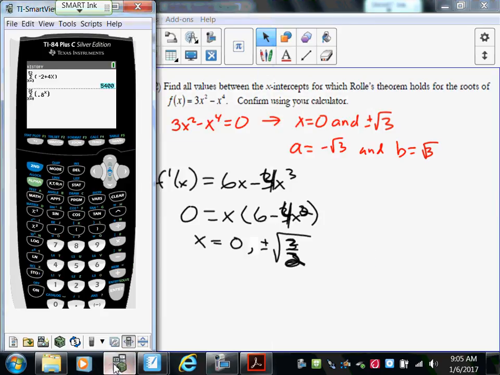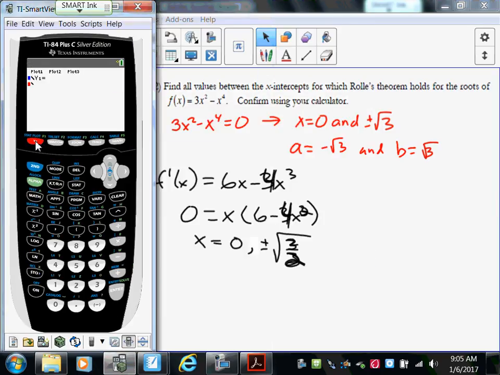Alright, here we go. Y equals 3x squared minus x to the 4th. The graph is going to look something like this.